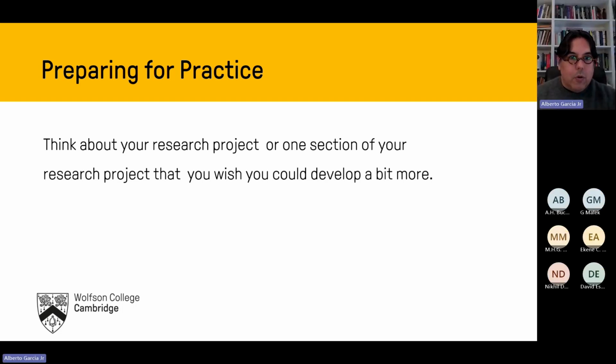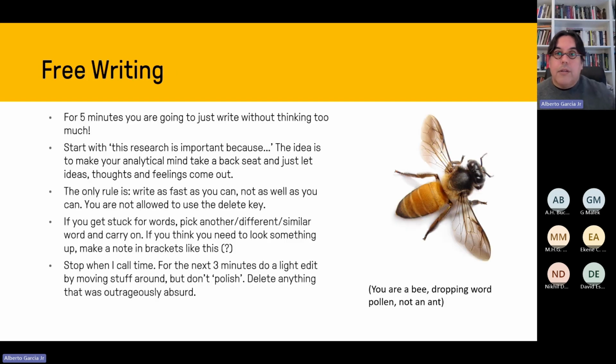All right. So hopefully you have this topic of what you'd like to develop a little bit more, what you'd like to write. So now we're going to do a little bit of an exercise. For 5 minutes, I just want you to write without thinking too much about this topic that you've identified. You can start with a couple of prompts: this research is important, or this section is important. The idea is to make that analytical mind take a back seat and just let your ideas, your creativity, your feelings come out.